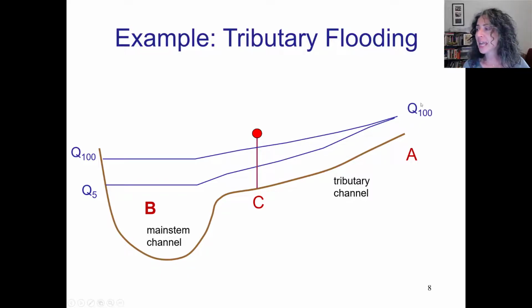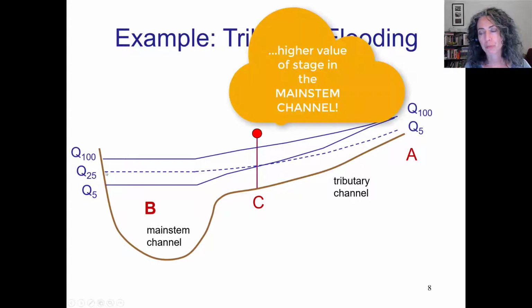So I can't just transform my probability distribution at A to a probability distribution at C, because B has an influence. Now, it's also important that if I have a lower flow on A, I can get the same response at C for some higher value of stage in the tributary. So there's a little bit of backwater maybe, but not as much.